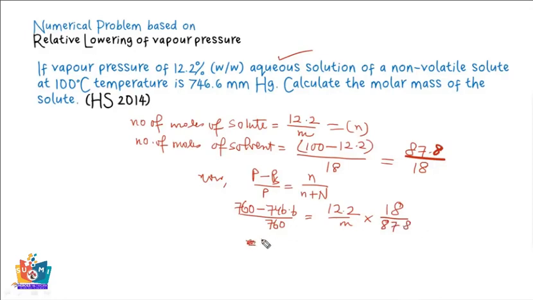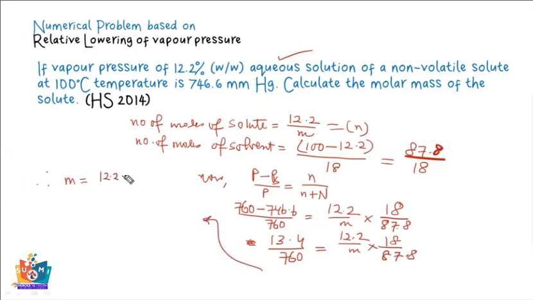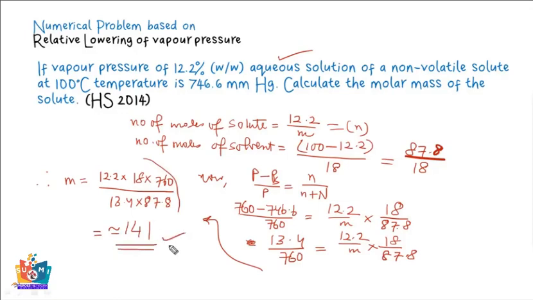This is 13.4 divided by 760 equal to 12.2 by M into 18 divided by 87.8. Therefore, M equal to 12.2 into 18 into 760 divided by 13.4 into 87.8. If you calculate this with the help of a calculator, this will come nearly as 141. And this is the answer. This is the molecular mass of the solute. This is also called the molar mass of the solute.